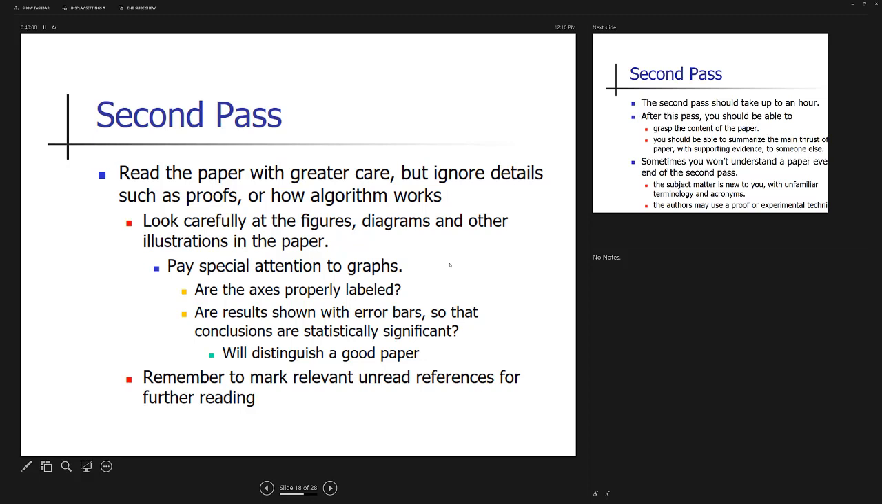Also, remember to mark relevant unread references for further reading. For example, when you are reading now, you have to go to the related work. So you can find, okay, I have found this paper, but this guy is referring to another guy who was working on other stuff in the same area, because related work is actually presenting the previous works in the same area. So you may mark or find some more useful references. That's why I told you from one paper you can get 5 new papers, and from those 5 you may get 20, 10, 15, whatsoever. Okay, but you have to be careful.